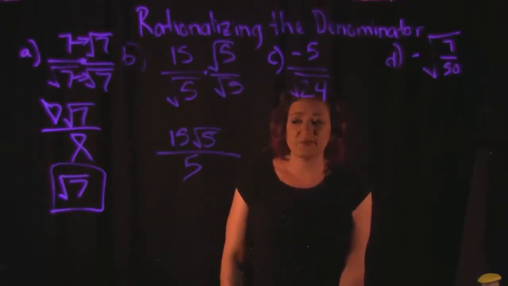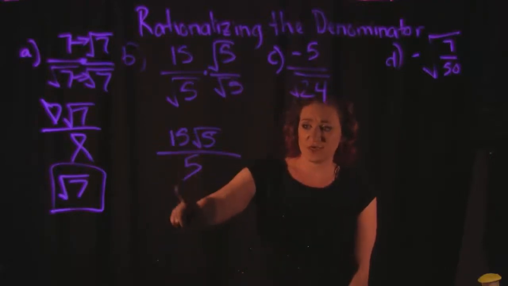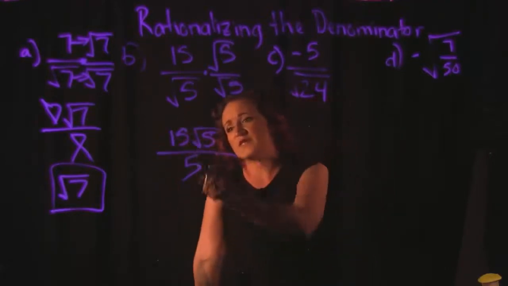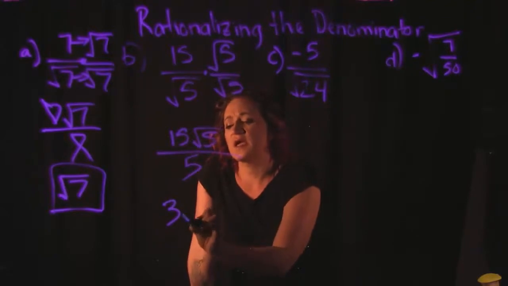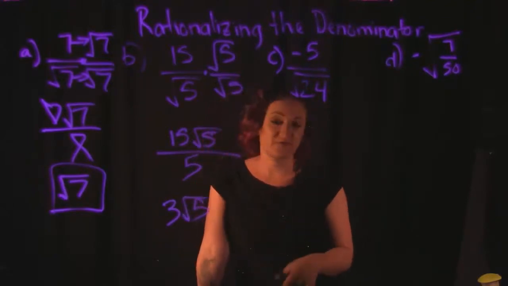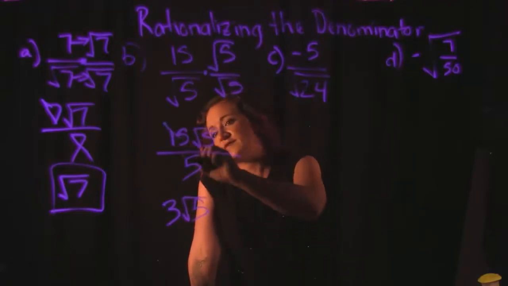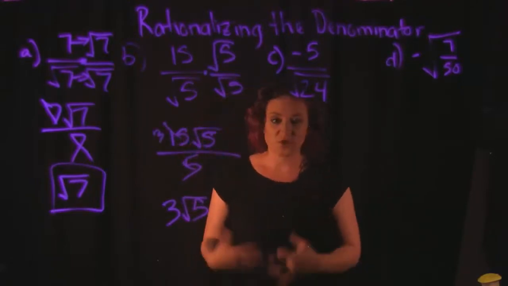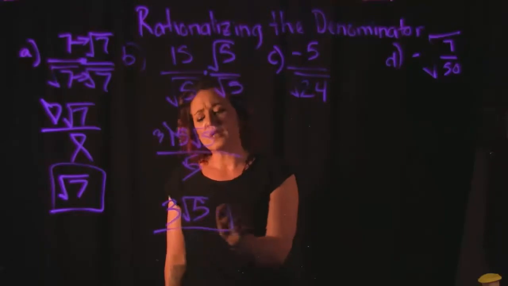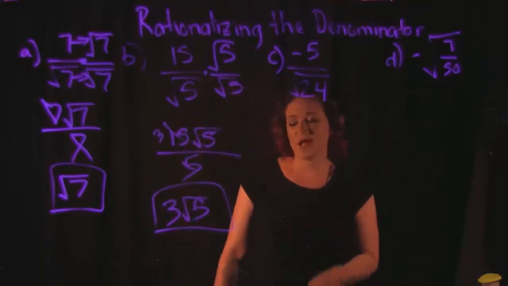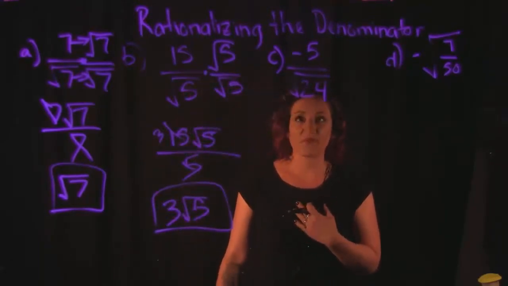Now the only thing we could possibly simplify in this fraction is the 15 over 5. Remember, 15 divided by 5 is a 3. Drop down the square root of 5 along with it, since 5 goes into 15 3 times. So we reduce the fraction, giving us 3 square root of 5 as our final answer there.